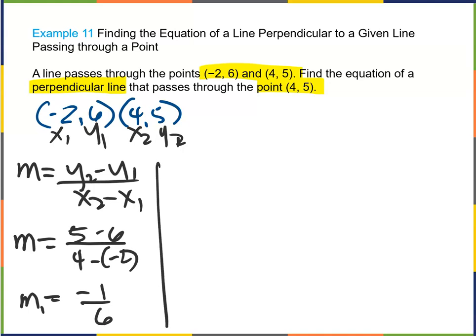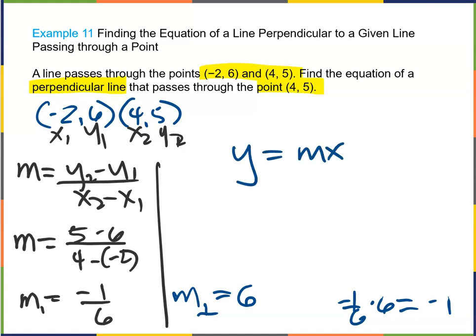Then if you want to get the slope of a line perpendicular to this, let's say that's m2, it is the negative reciprocal of this. If you don't want to use m2, you can also use the symbol that we used earlier, meaning perpendicular. So the negative reciprocal of -1/6 is +6. You can check: -1/6 times 6 is equal to -1. So that is correct.